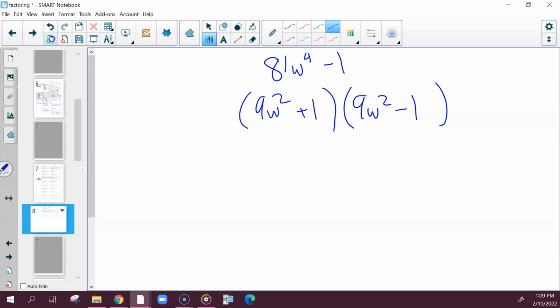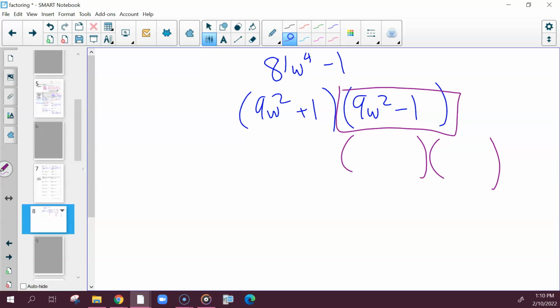Normally, when we get these, that's it, we're done. However, if I look back at this difference factor that we have, 9 is a perfect square, w is a perfect square variable, and 1 is a perfect square. So we would need to factor that again. So just looking at my 9w squared minus 1, what would that be when we factor it again?